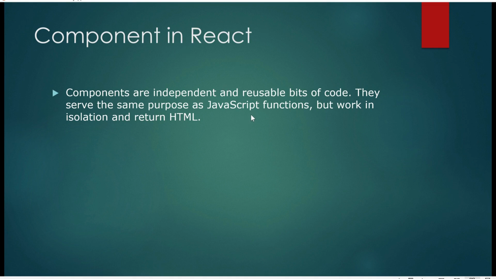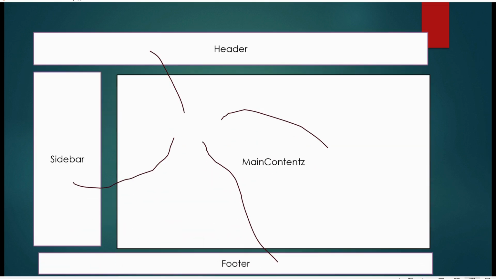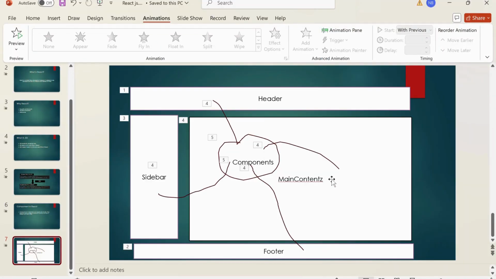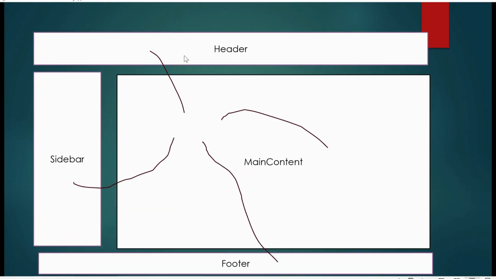Now let me give an example. Whenever we create an application, it might have a header, footer, sidebar, and main content, right? Each of these elements we can consider as a component. Header is a different component, sidebar is a different component, footer and main content are different components. After creating these different components, we can combine them together and create our application. So these small pieces we can consider as components.